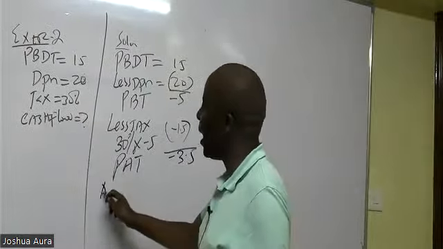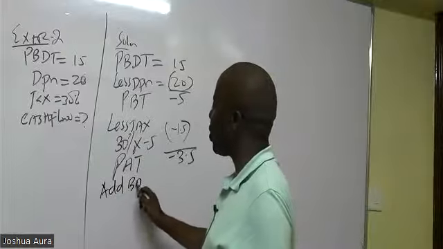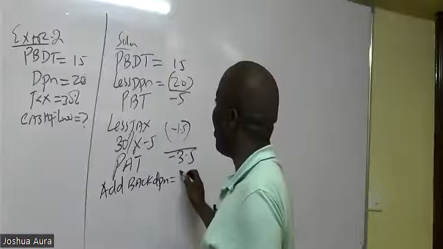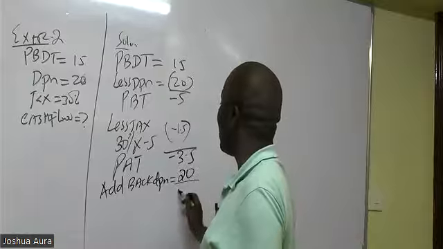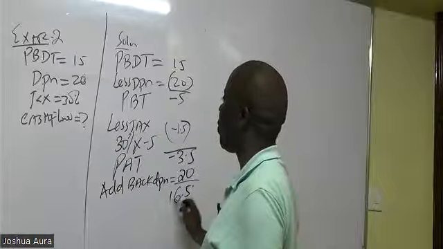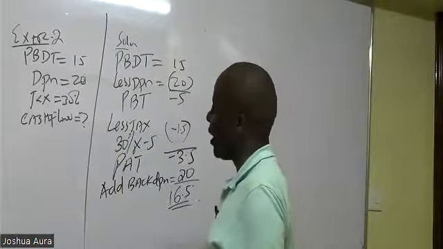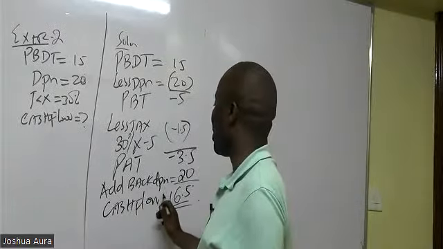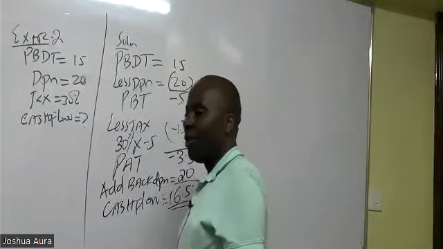And then we shall come and add back depreciation. So we add back depreciation. Depreciation of how much here? Of 20. That is how these gentlemen were able to get the 16.5 as the cash flow. You can also decide to use method number 2.